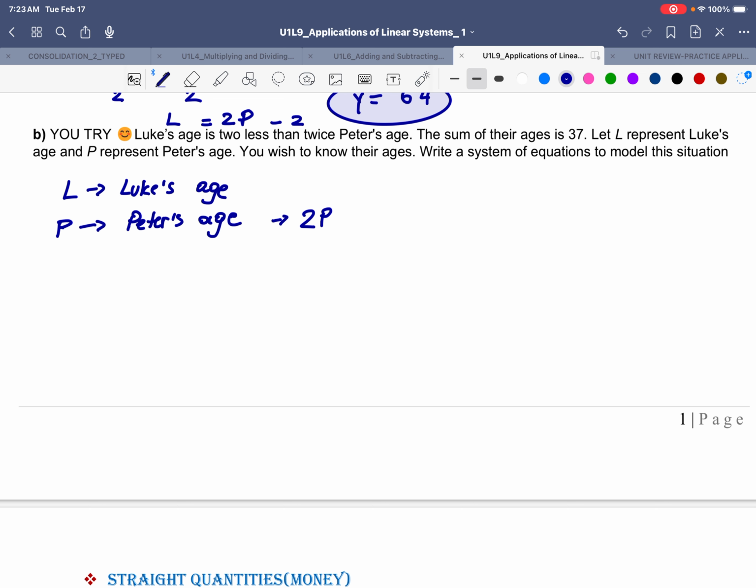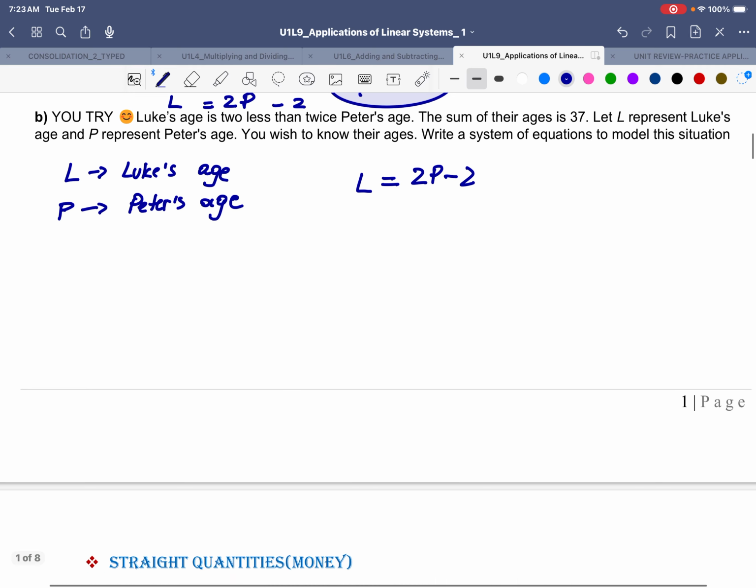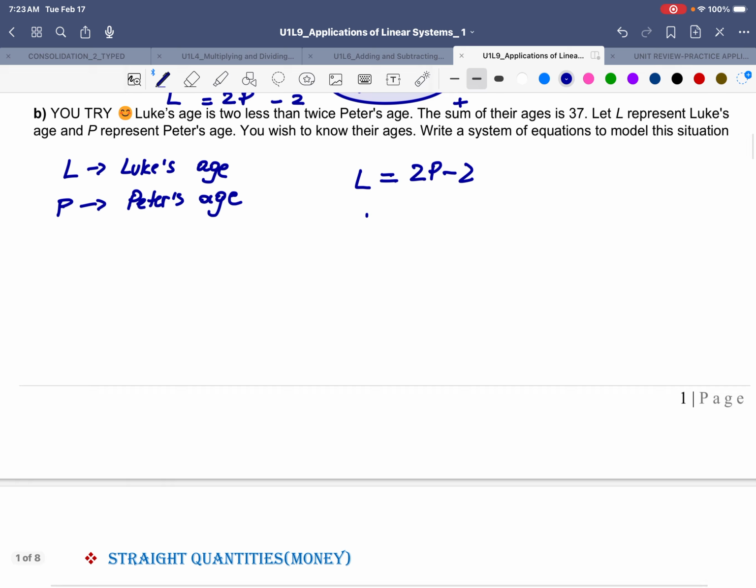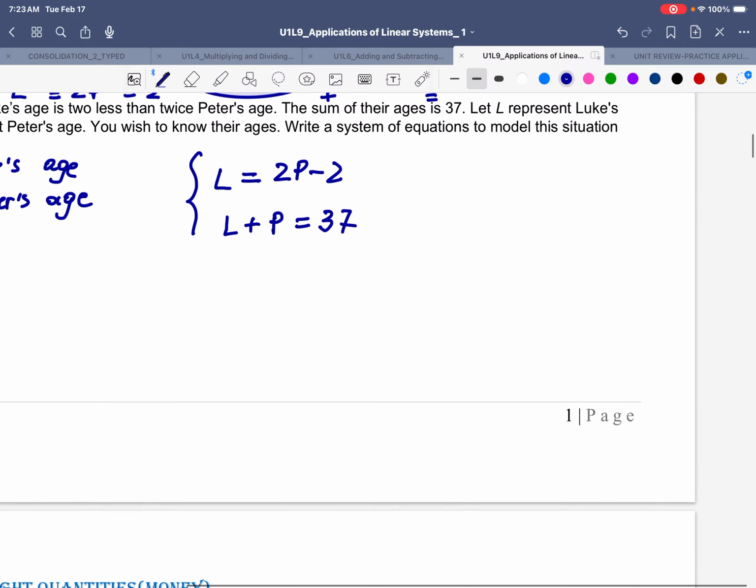So therefore, the first equation that we can create from this first sentence is that Luke's age, L, equals 2P subtract 2. Now, the sum of their ages is 37. When we say sum, we mean plus. Their ages are L and P. And when we say is, it means again equals, 37 is the value of it. So this would be the system of equations.